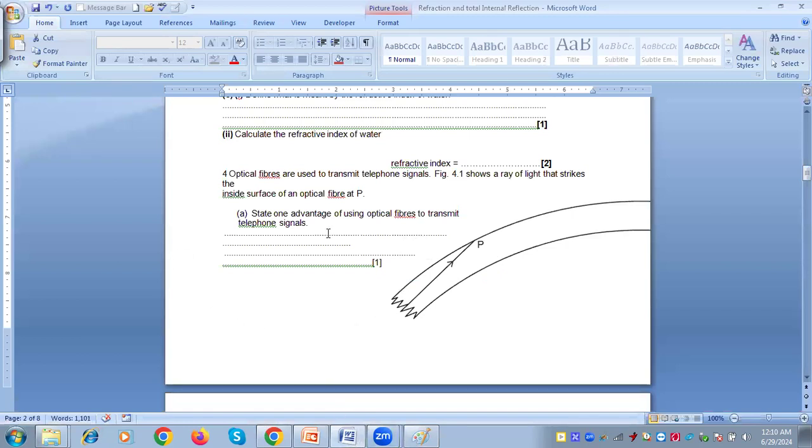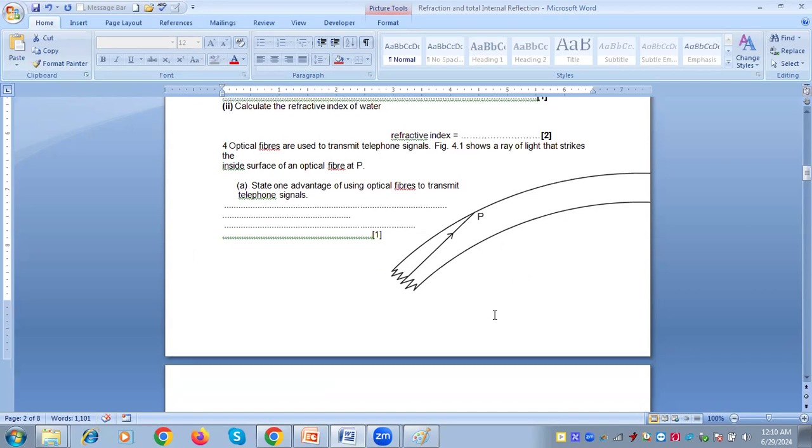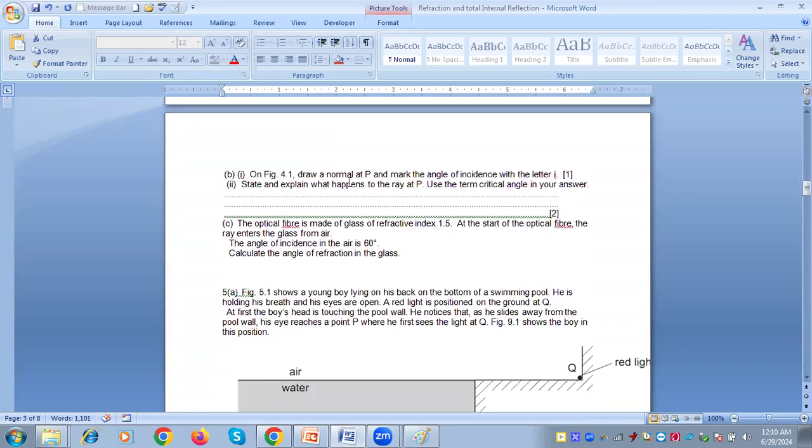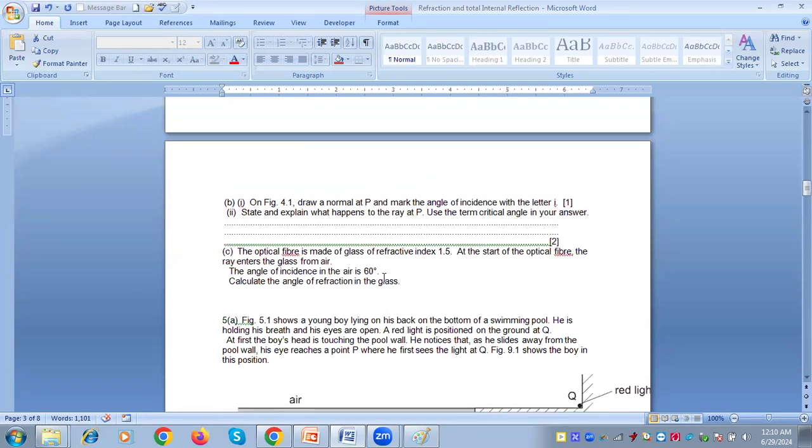Let us see what is asked in the question. Optical fibers are used to transmit telephone signals. Figure 4.1 shows a ray of light that strikes the inside surface of an optical fiber at P. Advantage I have just shown. On the figure, draw a normal at P and mark the angle of incidence with the letter I. State and explain what happens to the ray at P. Use the term critical angle.